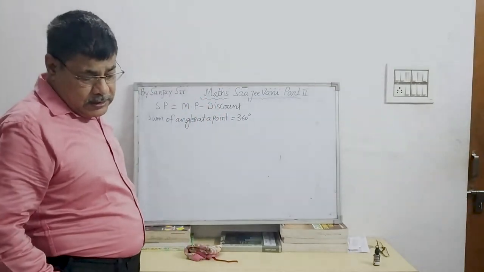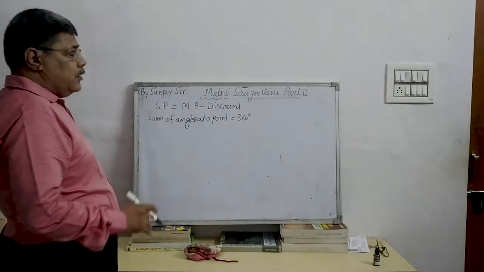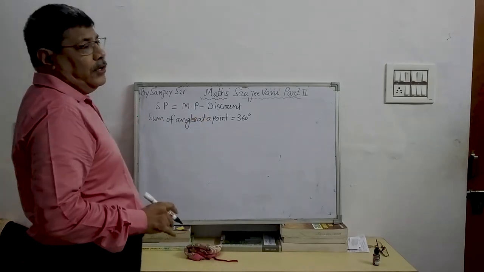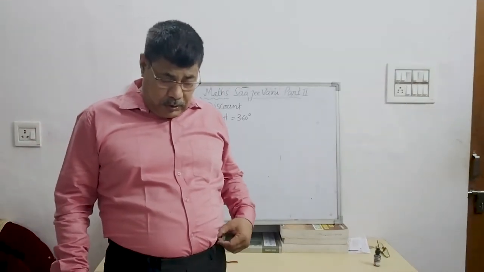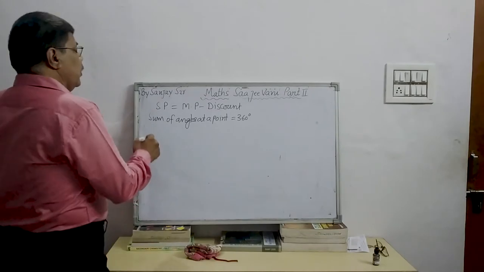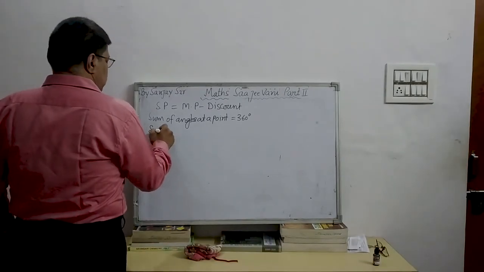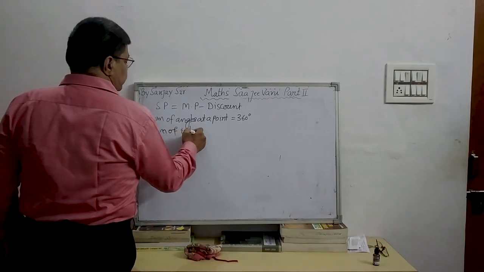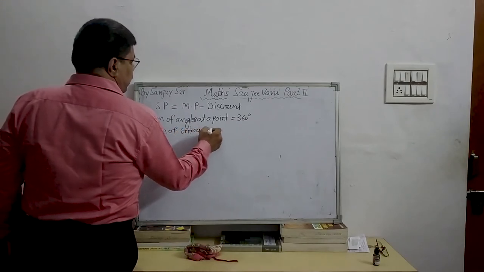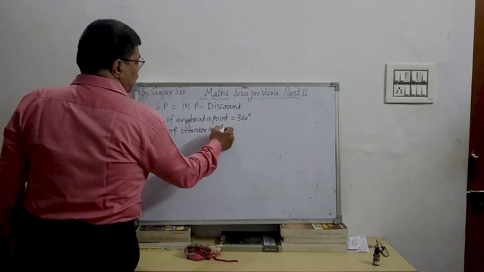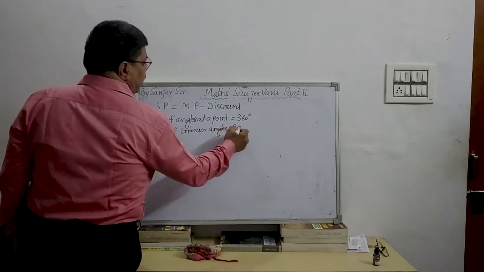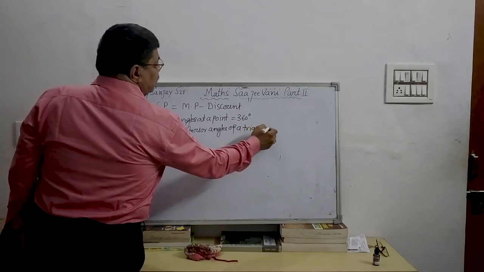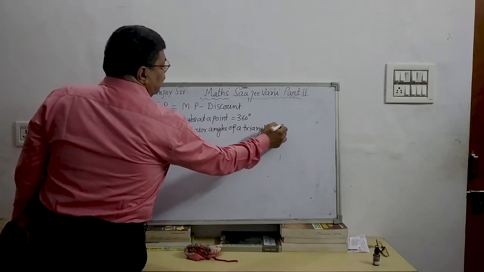Then sum of adjacent angles is 180 degrees. Clear? Okay. Now sum of interior angles of a triangle. So this is equal to 180 degrees.